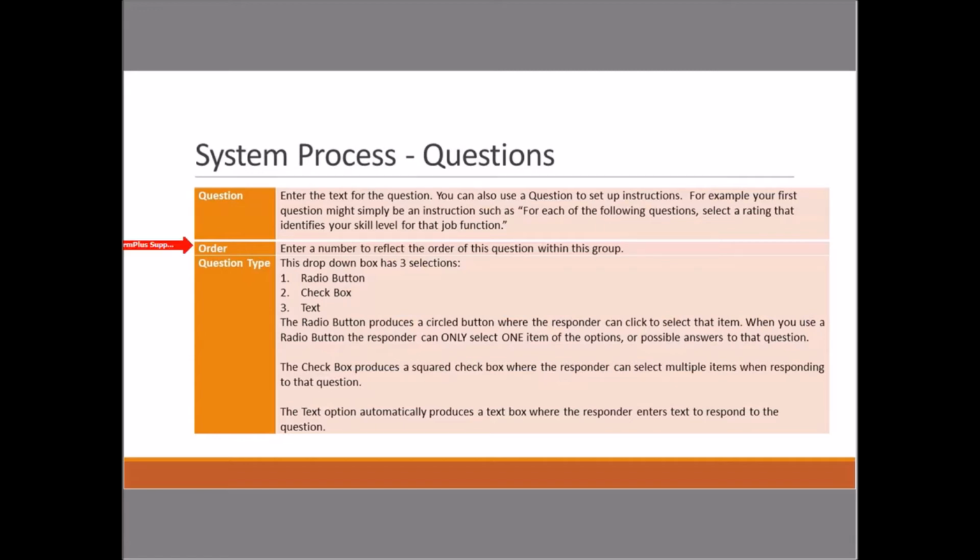Order is the sequence, what order do you want it to show on the screen. Question type, you have 3 choices. Your question can either be a radio button, which is they have to pick one of the choices, or a checkbox, which means they would pick all the choices that apply, so one or more choices, and finally text box, where they can type in a response. When you use radio button and checkbox, you've got to remember to add the options underneath that so they have the ability to answer the question. Okay.